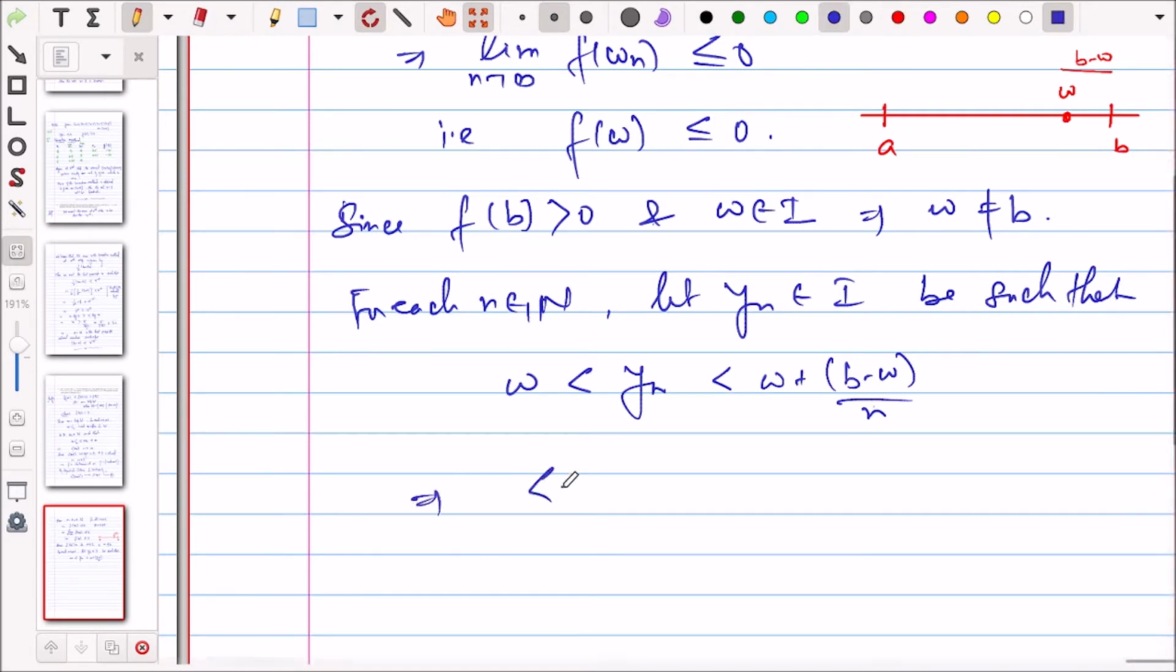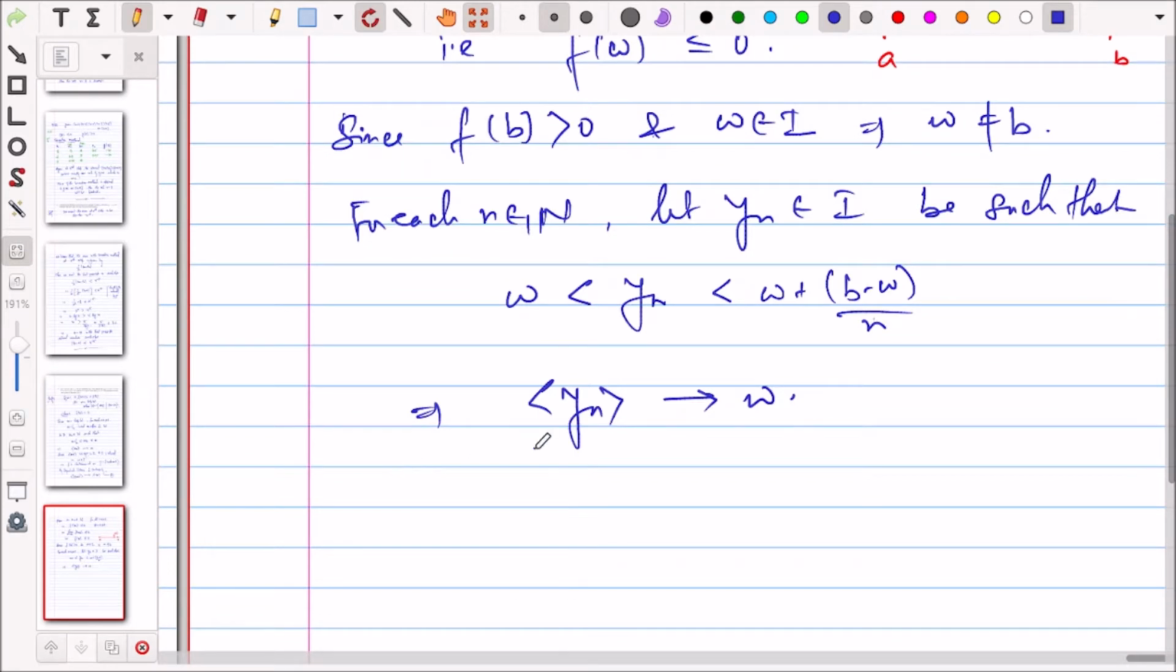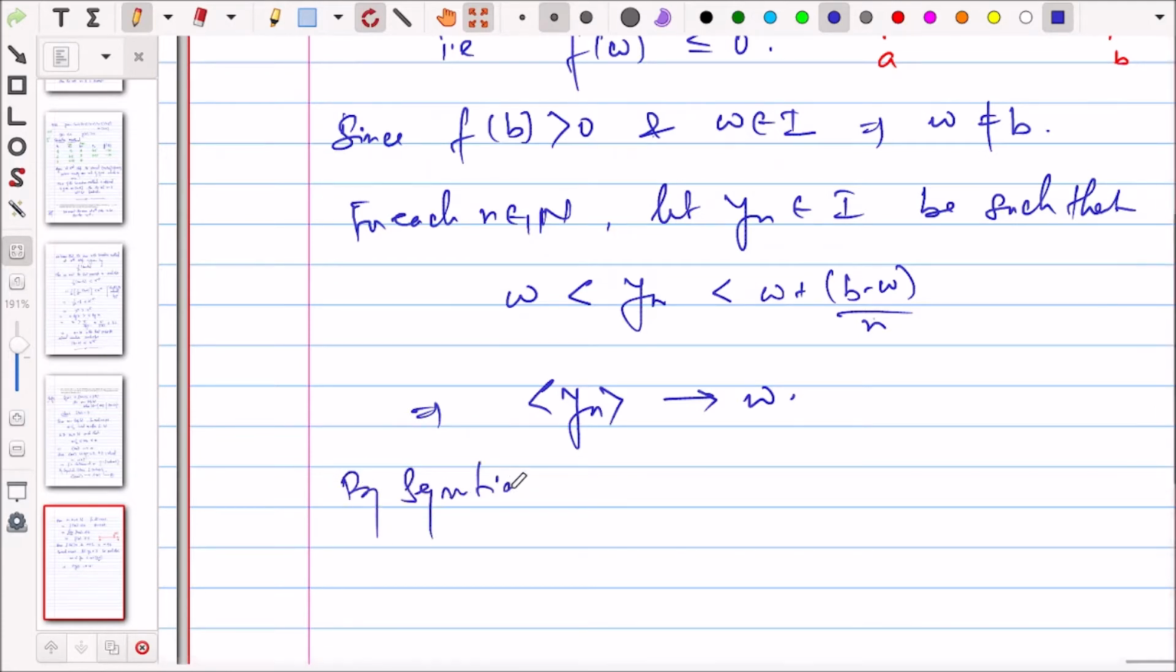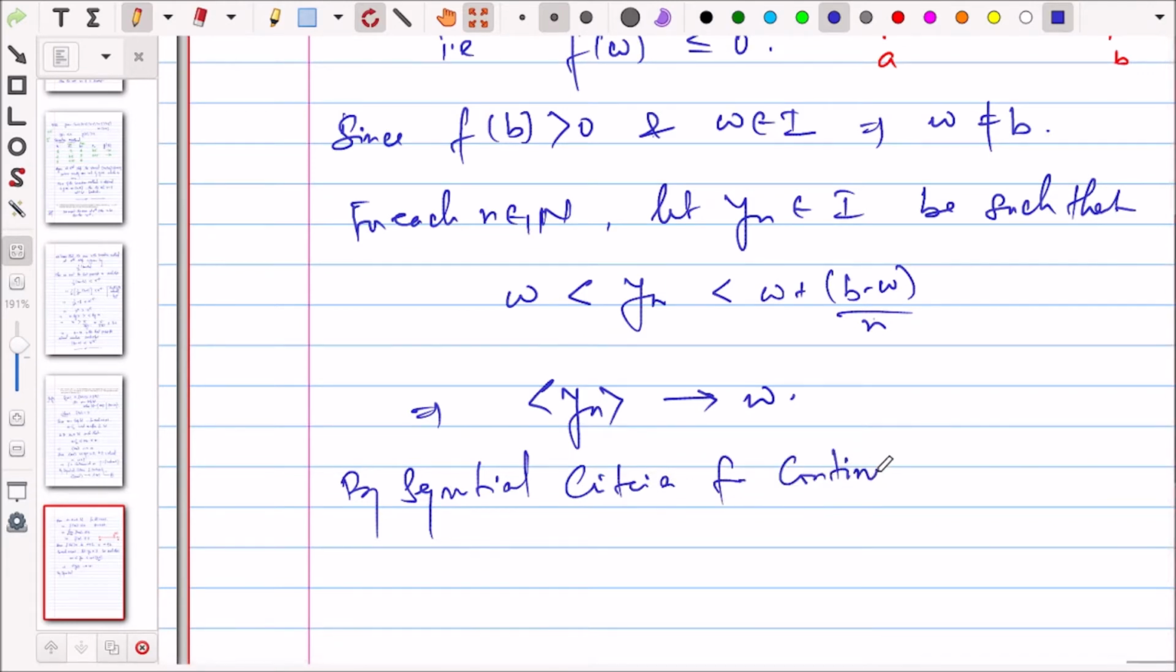So this implies your yn converges to w again, and because yn is greater than w, this implies f of yn should be positive. So yn converges to w. So by the sequential criteria for continuity, f of yn converges to f of w.